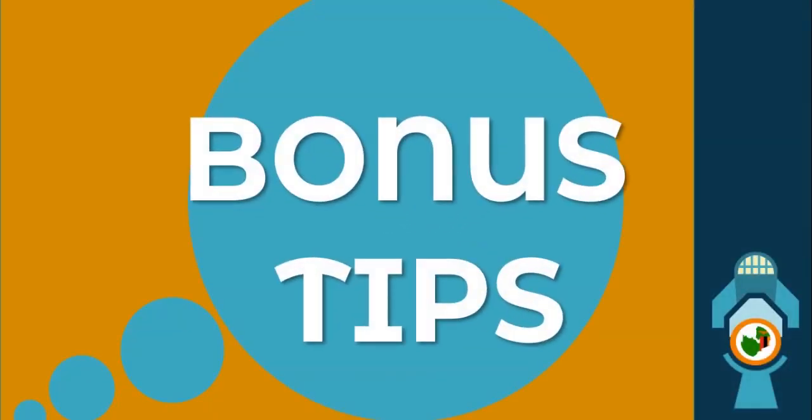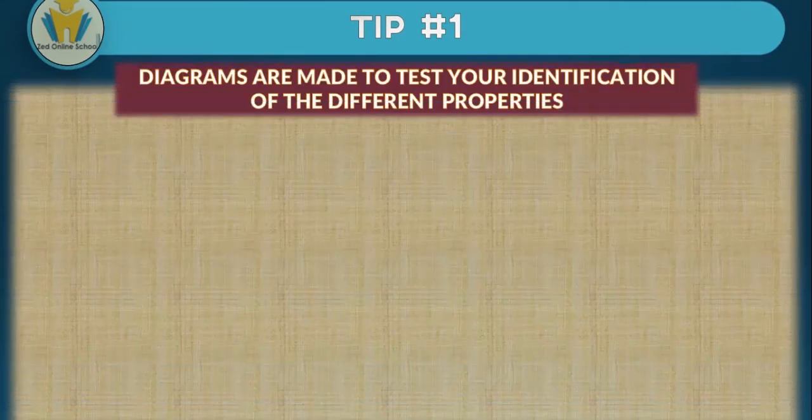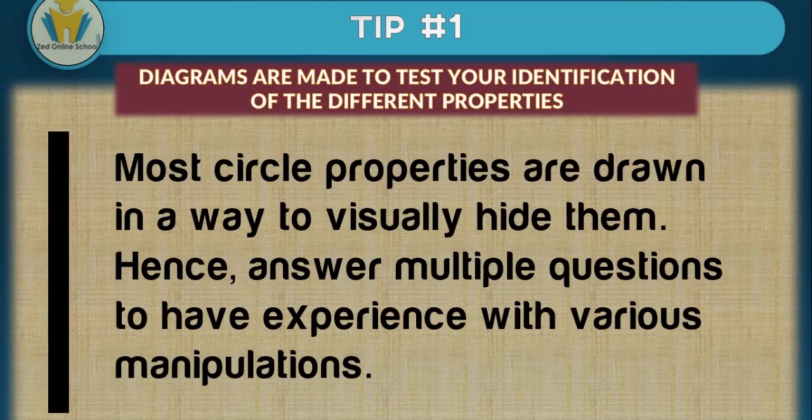You have finally reached the bonus tip section. In today's video, we want to share with you one tip that you should always remember when you're looking at circle geometry problems. The diagrams are made to test your identification of the different problems, so you shouldn't expect these diagrams to be drawn to scale. Most of the times you find that the diagrams will be drawn such that they hide these properties. You will struggle to find the answers to certain problems until you can visually see the properties that have been hidden. Now, the solution is very simple. You just need to answer multiple questions to have experience with various manipulations. This is why in this video we answered quite a lot of circle geometry problems.